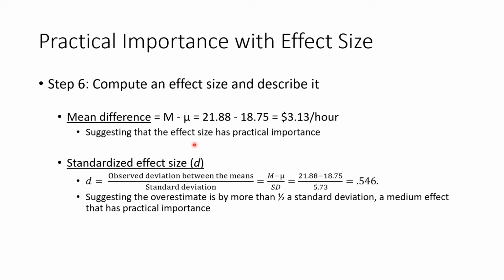In this case, if I'm not trying to compare this result to another study's result, I might be tempted just to use the mean difference here because it's already in a frame of reference. All of us know what $3.13 per hour means. We can readily see the practical importance of that. So if we're not ready to compare our results to another study that uses a different DV, I would probably use this one. If we do want to compare our results to another study that's using a different DV, I would probably use this one.